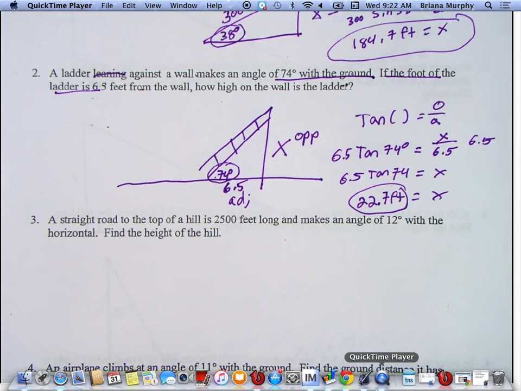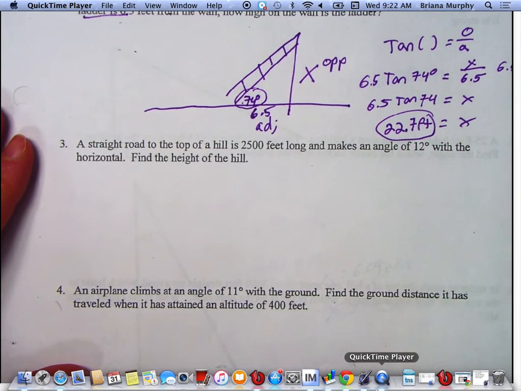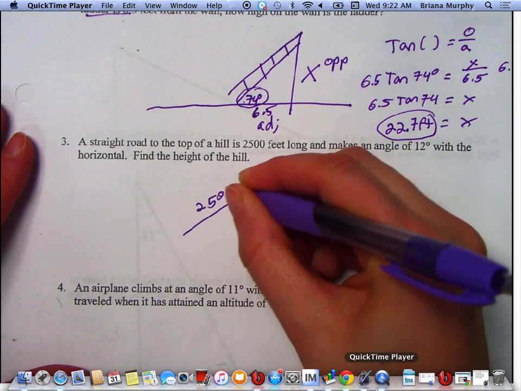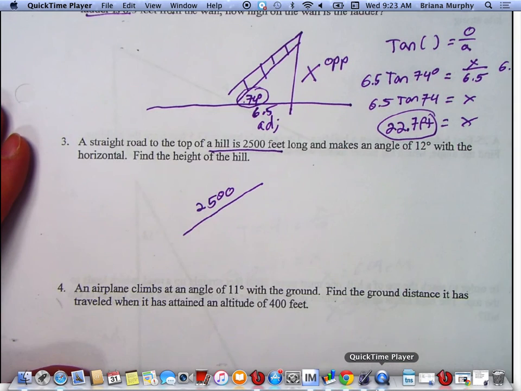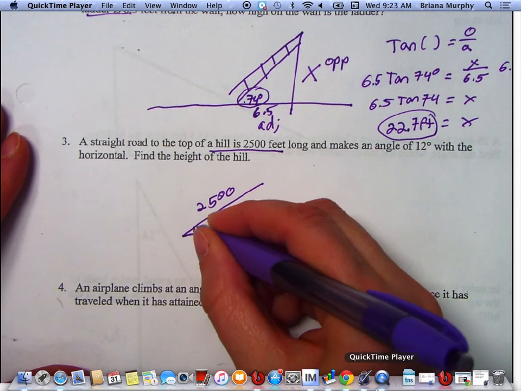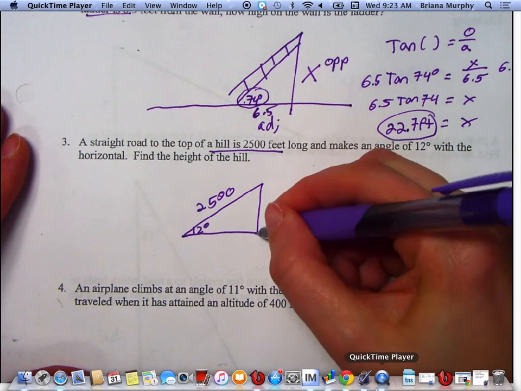Okay, from the level of talking, I'm assuming you guys are ready. So I need you to be quiet in 5, 4, 3, 2. Shh. Okay, so here's my road. It's 2,500 feet. Why did I know it was the slanted part? Because it said it went to the top of the hill. I'm going to make an angle with the horizontal, 12 degrees. Horizontal goes right and left. Okay? And then I want to find the height of the hill.